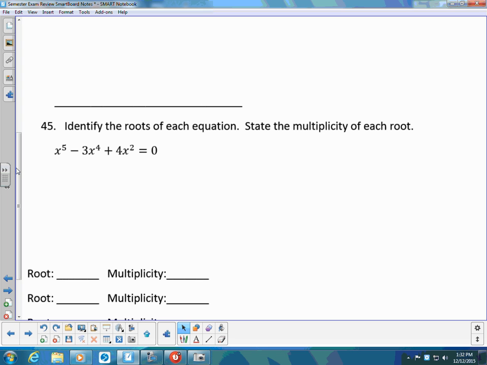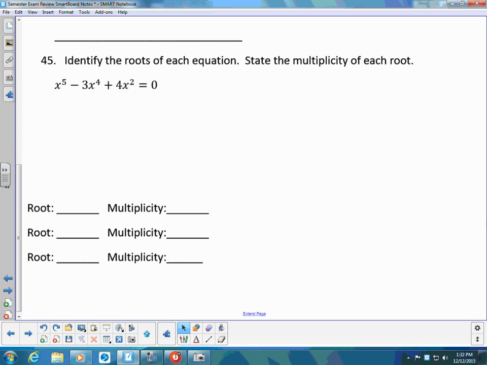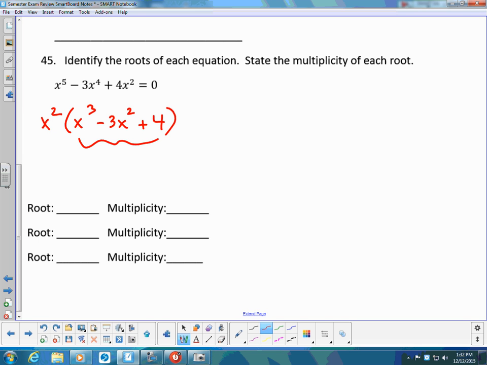Okay, so we're looking at number 45. It says identify the roots of each equation and state the multiplicity of each root. Well, let's start off by factoring anything we can. I think we could factor out x squared, and that would leave us with x cubed minus 3x squared plus 4. All right. And then really, I think we would have to try and graph this to see if it crosses through the x-axis at all.